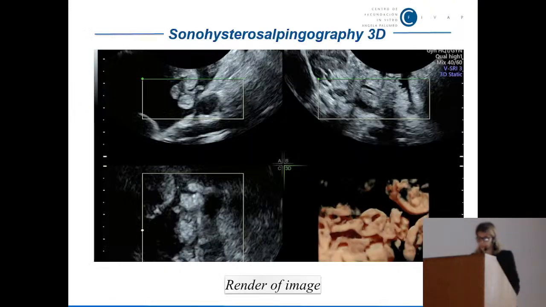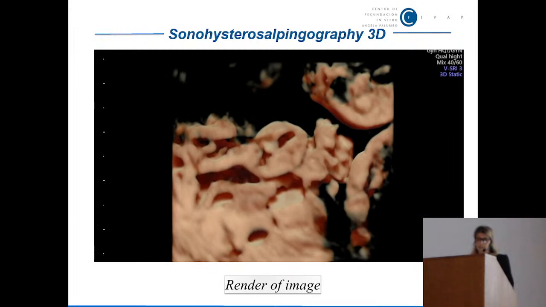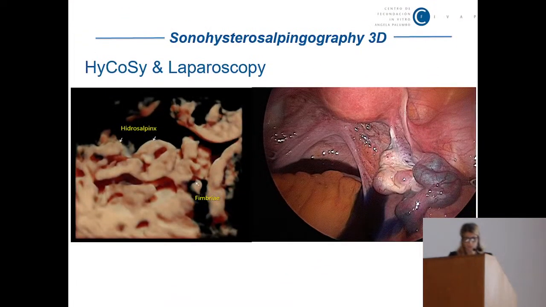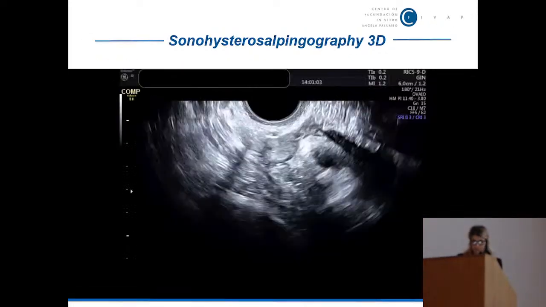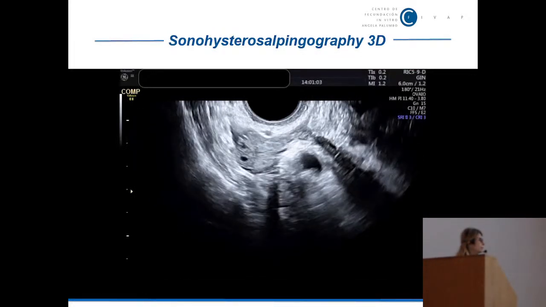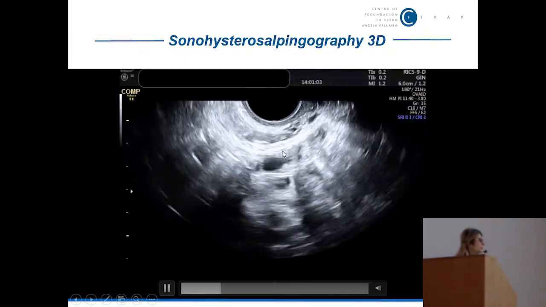The presence of periadnexal fluid allows us to perform very realistic reconstruction, such as a virtual image. And in this image, we see the dilated salpinx and fimbria. In this slide, you can see that we confirm the diagnosis with laparoscopy. And in this video, we see how the tube is abnormal, convoluted, and the wall of the tube is thick.